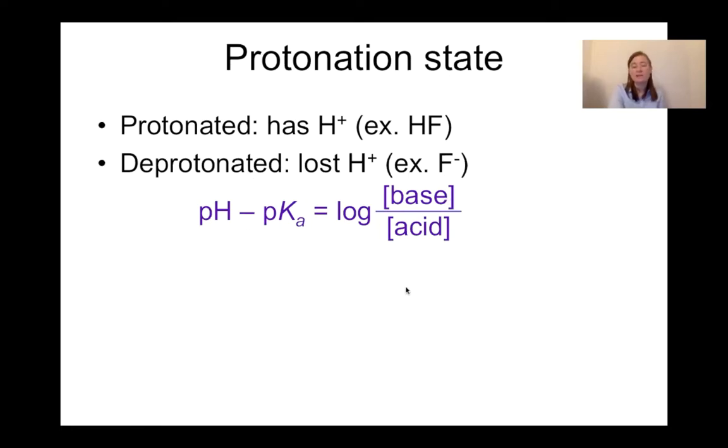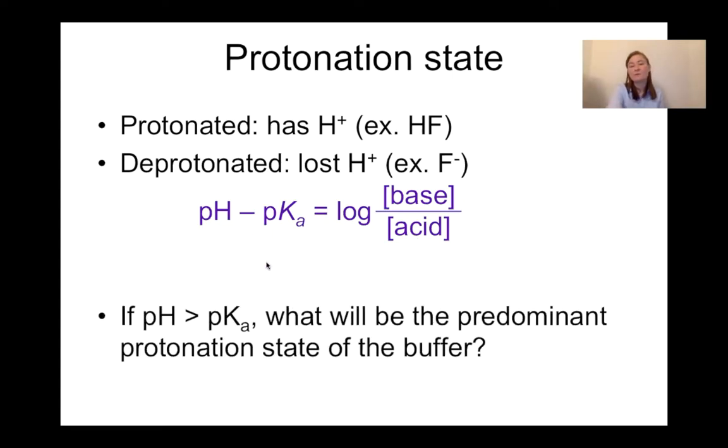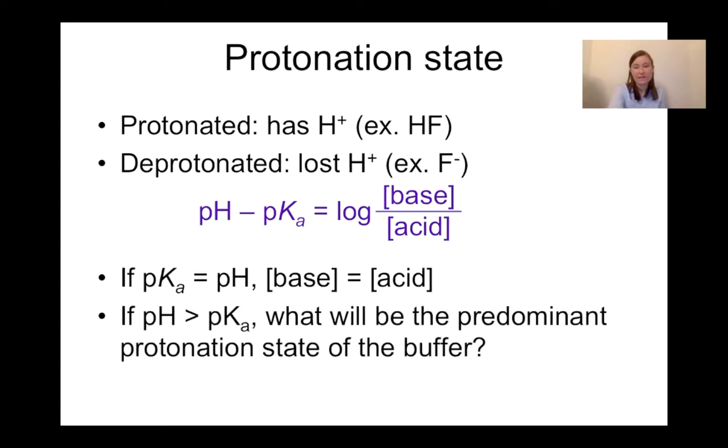If we look at the Henderson-Hasselbalch equation, we can use it to find the ratio of base to acid. So log of concentration of base over concentration of acid equals pH minus pKa. If the pH and the pKa are equal to each other, then we have 0 equals log of base over acid, so take 10 to the power of both sides, and we get 1, so we get a ratio of 1 to 1. So if the pKa equals the pH, then the concentration of the base will equal the concentration of the acid.